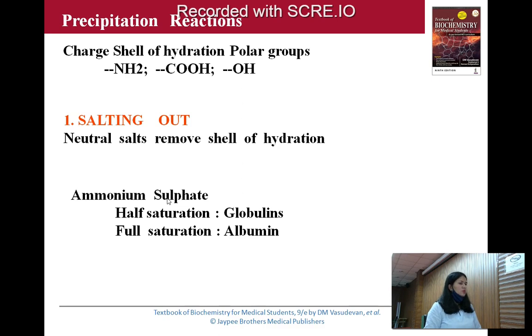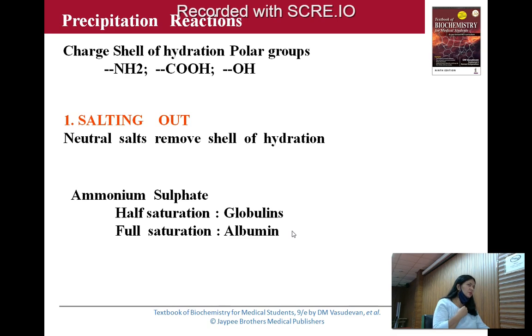Due to this, the protein molecules come closer to each other, interact with each other and get precipitated out. This is known as salting out. Salting out occurs when you add a huge amount of ammonium sulfate, which removes the layer of hydration surrounding each protein molecule. So there is a saturation test. You can separate proteins by the salting out method.